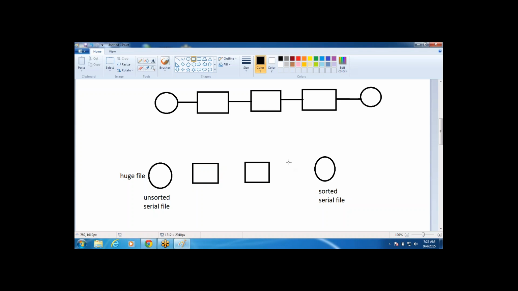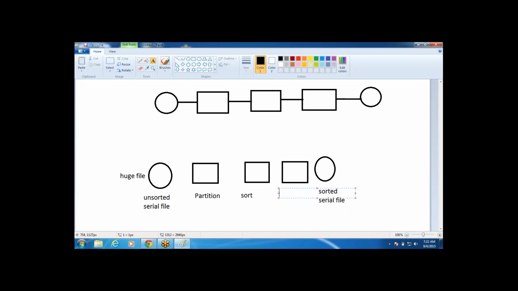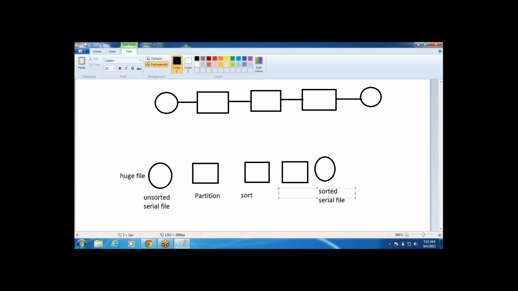Once the sorting has been applied and I want to make it a serial file, in such a case again I have to use a departition component. So here we have a partition component, a sort component which does the sort on the partitions, and a departition component.